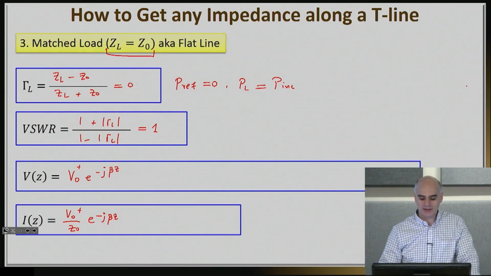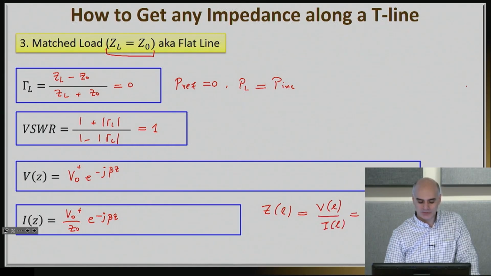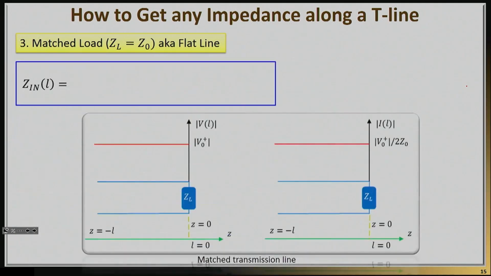And of course, if you divide V by I, you will be able to get the fact that the ZL is equal to Z naught along the entire transmission line length. So this is the simplest possible case, in other words. It's also the most boring case, and that's why I'm presenting it here at the end, in the sense that everything looks nice, everything is simple.